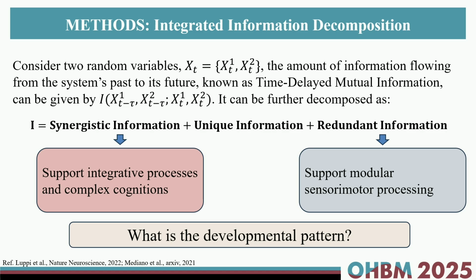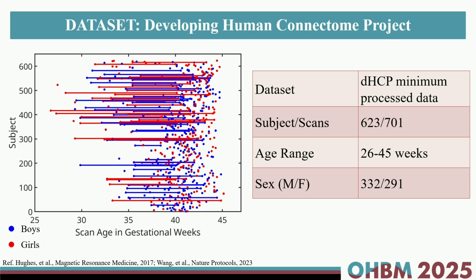In our study, we want to extend their work and focus on how brain synergy and redundancy develop during very young infancy. We use the publicly available DHCP dataset, which includes preterm infants aged from 26 to 45 gestation weeks. Some of the preterm infants also have term-equivalent scans, which is why there are some older scans at 40 to 45 gestation weeks. This dataset also includes a subset of full-term infants. In total, we included 623 subjects with 701 fMRI scans in this analysis.